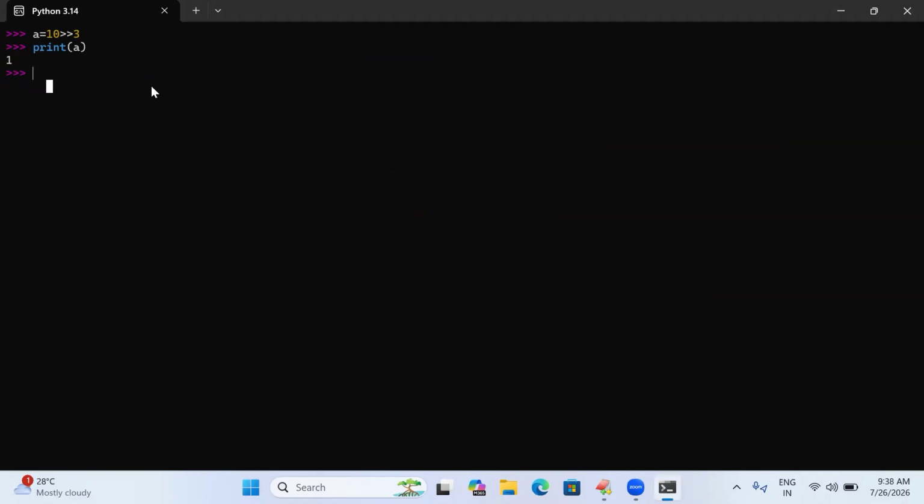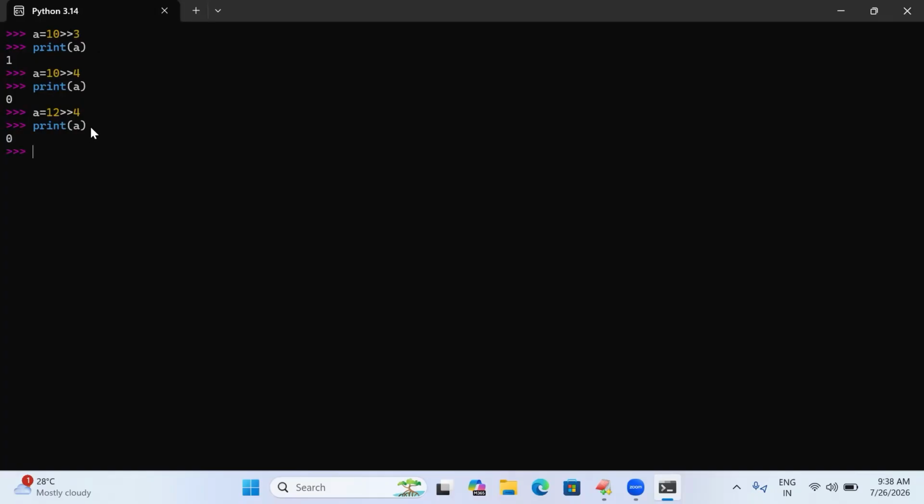Not only this, if I consider 10 right shift operator 4, and I try to print a, the output is going to be 0. Whatever 1 was left over previously is going to move to the right side, and 0 is going to be added at the left side. So the output is going to be 0, right? Similarly, if we consider 12 right shift operator 4 and print a, the output is going to be 0, right?